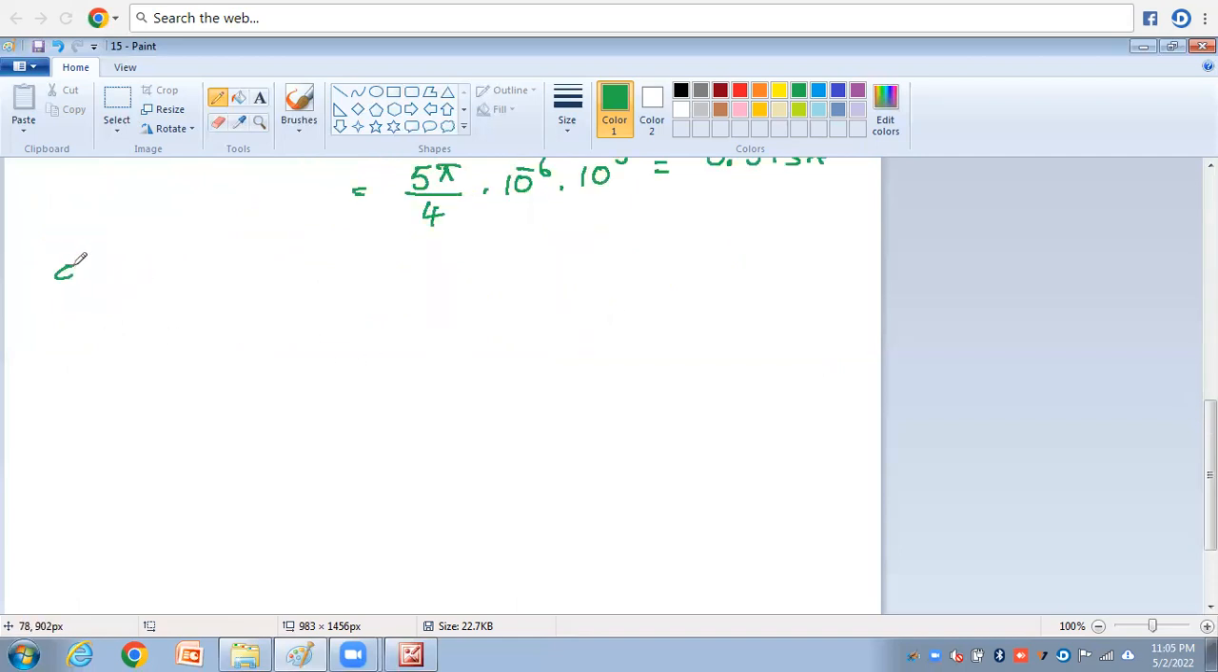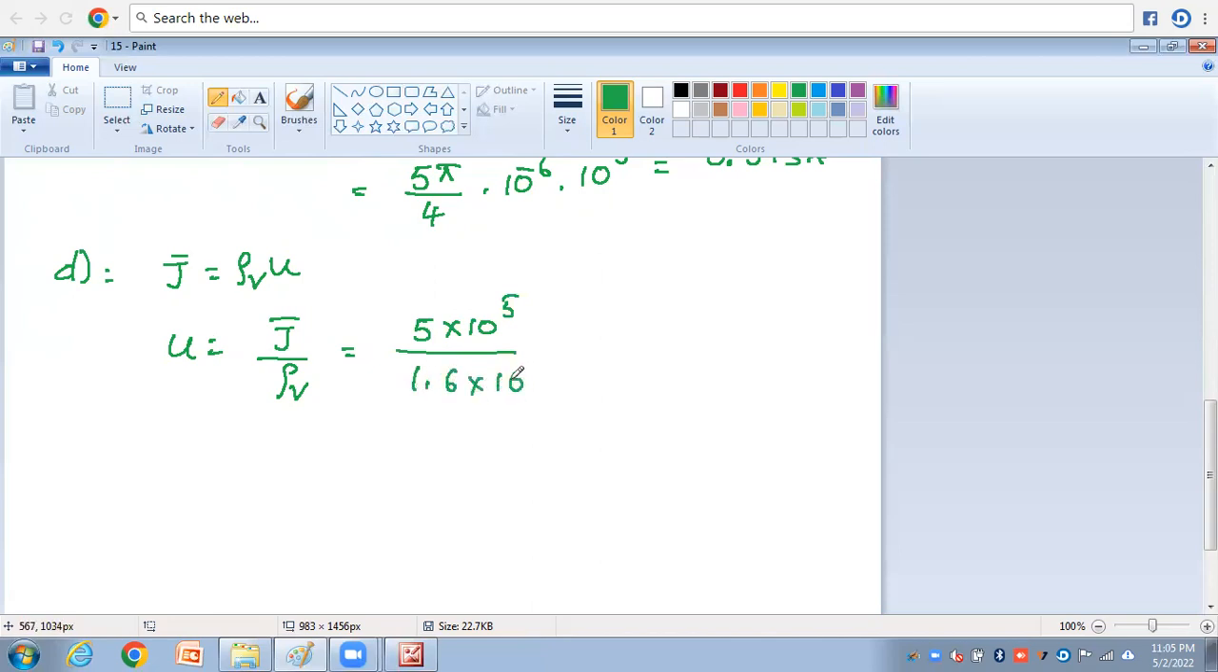The last one is velocity. Very simple discussion. The actual formula is J bar equals rho v u. Then u equals J bar by rho v. J bar equals 5 into 10 to the power of 5, divided by rho v equal to 1.6 into 10 to the power of 10. Okay, the resultant is 3.125 into 10 to the power of minus 5 meter per second.